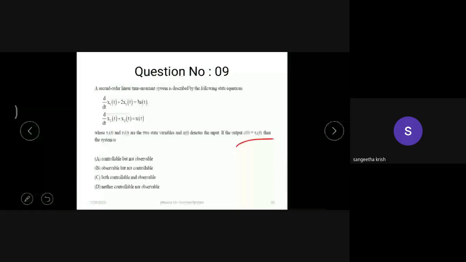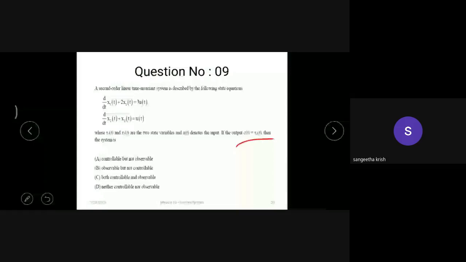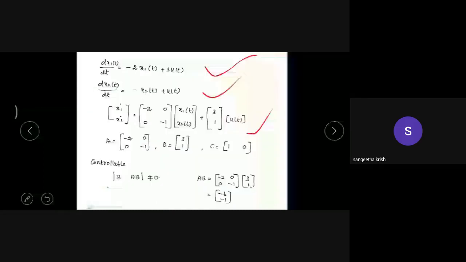First we should be able to form a state matrix. Through the differential equation, I can write the state matrix. They have directly given us the differentiation of x1 and x2, so we don't need to derive any state equations. We can write dx1 of t by dt is equal to minus 2 x1 of t plus 3 u of t for the first one. For the second one, dx2 of t by dt is equal to minus x2 of t plus u of t. So there are two state variables. Then your A matrix should be 2 cross 2 and B matrix should be 2 cross 1. That is a column matrix B.